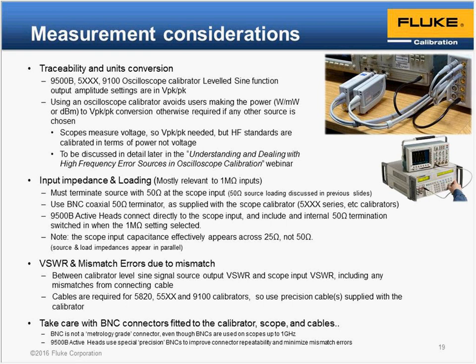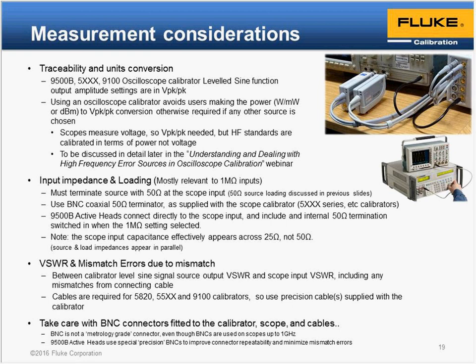Now, impedance and loading is another issue which we've already touched on, and again is mostly relevant to those 1 megohm inputs, where we've got to use the appropriate practice, making sure that a 50 ohm source is terminated with a 50 ohm load. In the photographs on the top right of the slide, you'll see a couple of different situations there. You'll see towards the bottom one of the single channel multi-product type oscilloscope calibrator options being used to calibrate a scope.